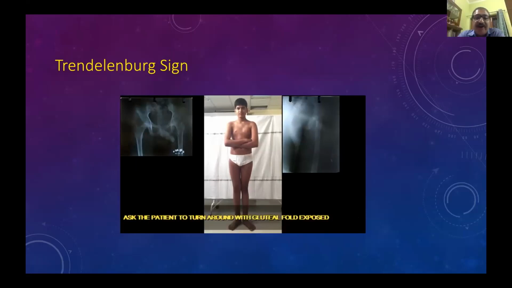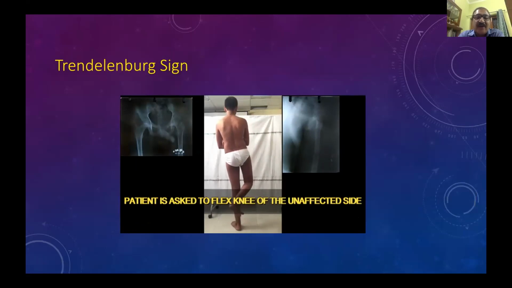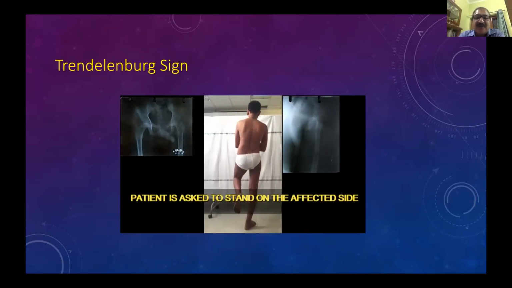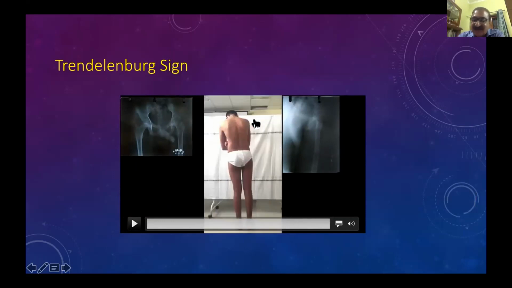As I told you already, you must examine the patient from behind. Ask the patient to show his back towards you. Ask him to first stand on the sound limb. This is a normal situation. His left lower limb is normal. That is why the right gluteal fold is going up. Now, once he stands on the right side, the left gluteal fold goes down. The left superior iliac spine tends to go down, and the patient lurches on the right side. This is a classical Trendelenburg sign.